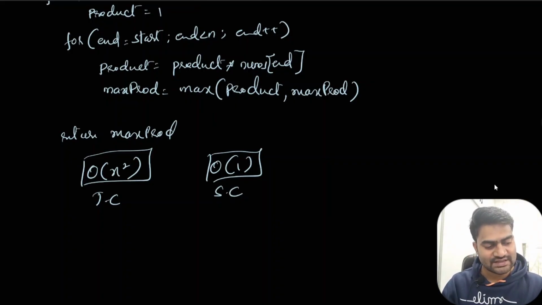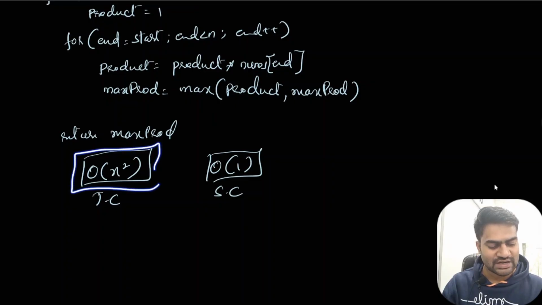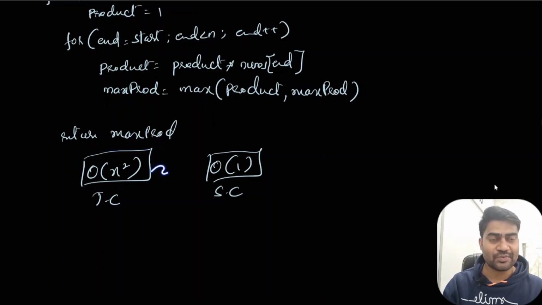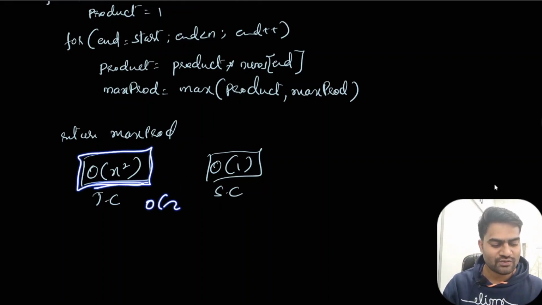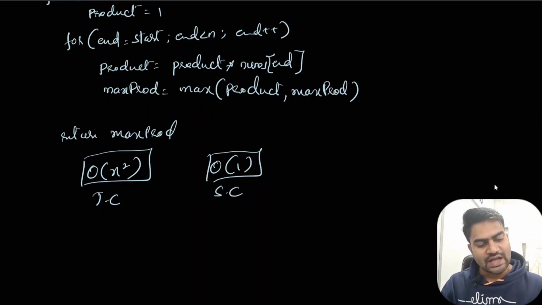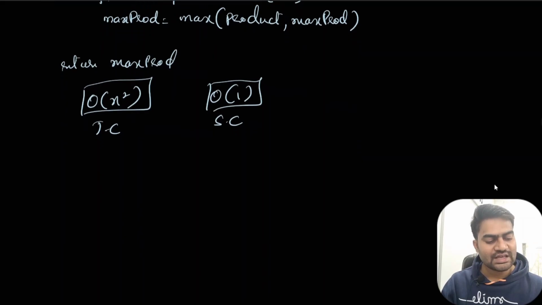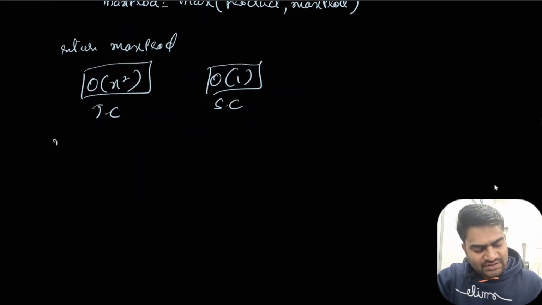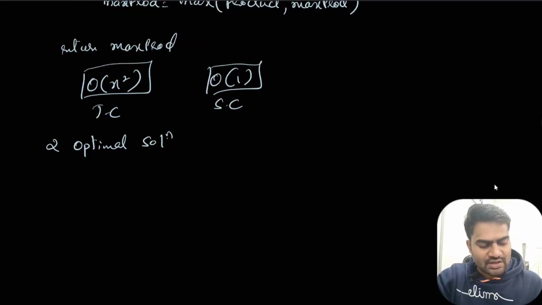Now for the best or optimal solution, we need to boil down this O of n square to O of n. Correct, right? That is what the interviewer will be looking for. So how to do that? Basically there are two optimal solutions.